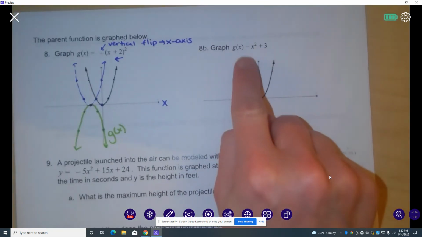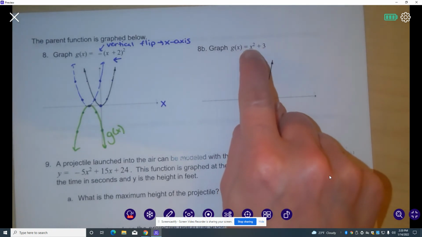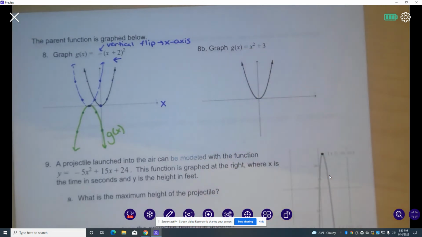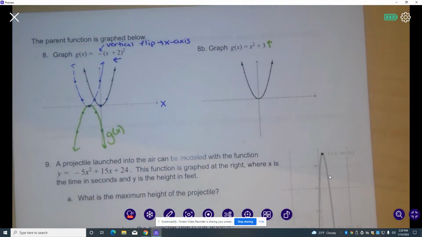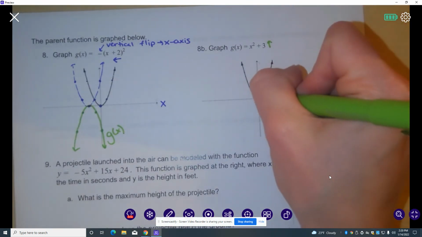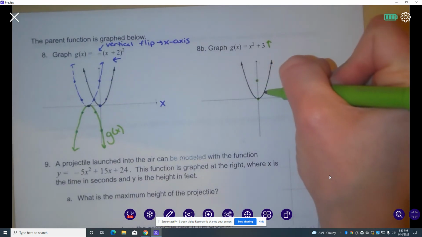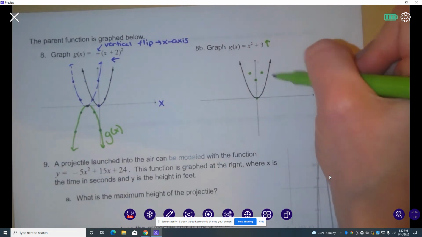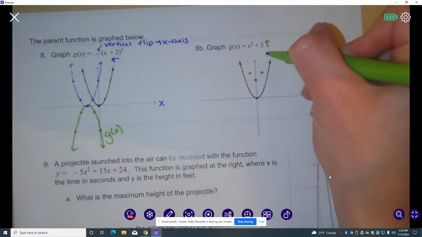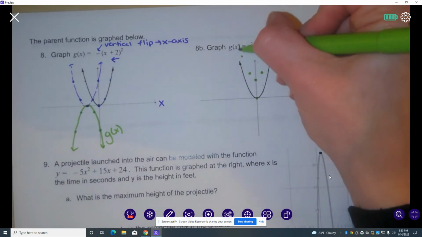All right, in 8b, if you think about transformations, it takes my parent function and just shifts it 3 units up. Right? I know that's a vertical shift because that's outside of the function, outside of parentheses. So I'm going to take these points and just move them 1, 2, 3 units up. Okay.